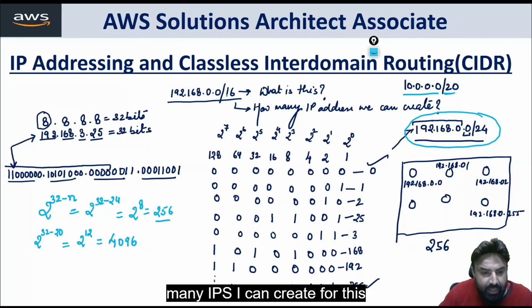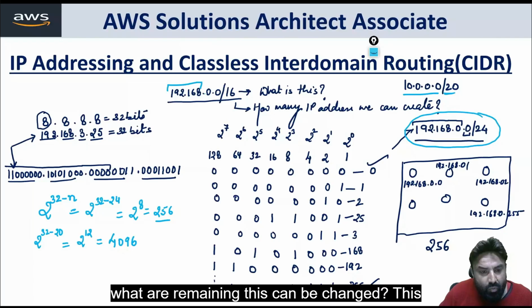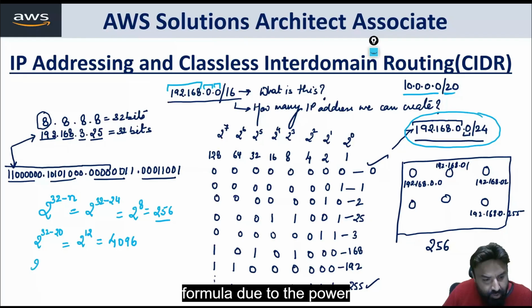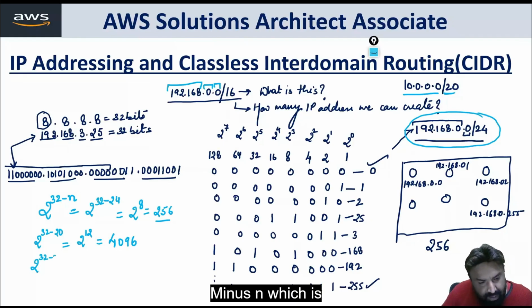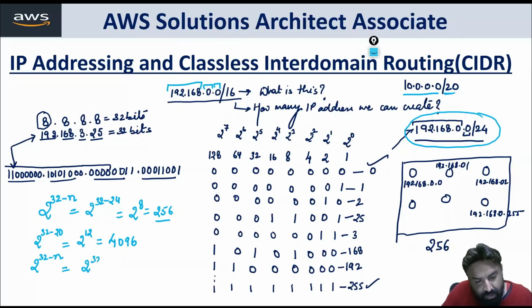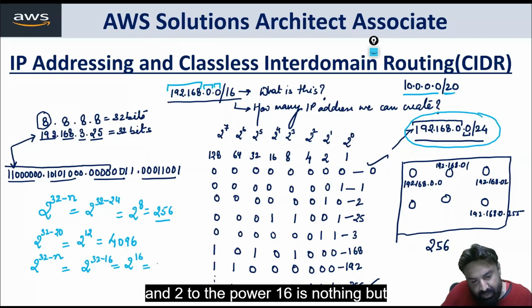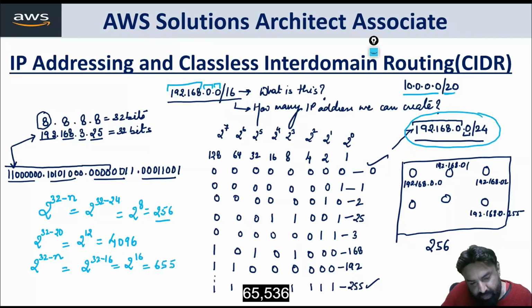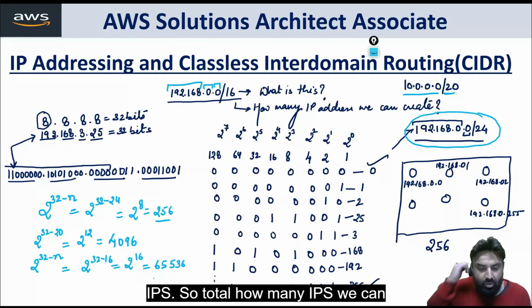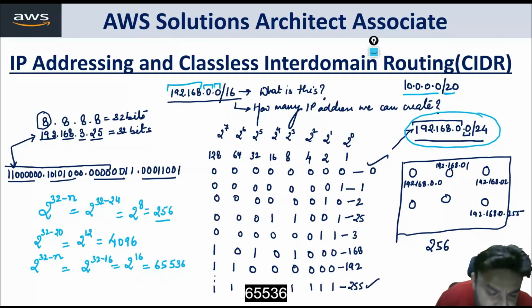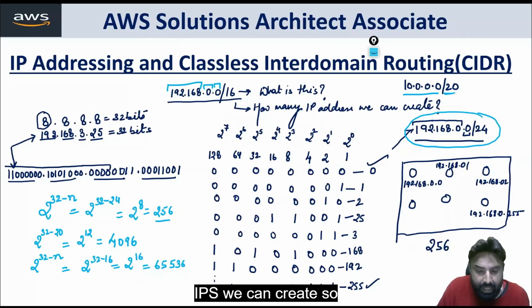Now I was telling you about this. How many IPs can I create for this? Again, slash 16 means 16 bits are blocked, 8 and 8. So what is remaining can be changed. Again, put it in the formula: 2 to the power 32 minus n, which is 2 to the power 32 minus 16, which is 2 to the power 16, and 2 to the power 16 is nothing but 65,536 IPs. So we can create 65,536 IPs.